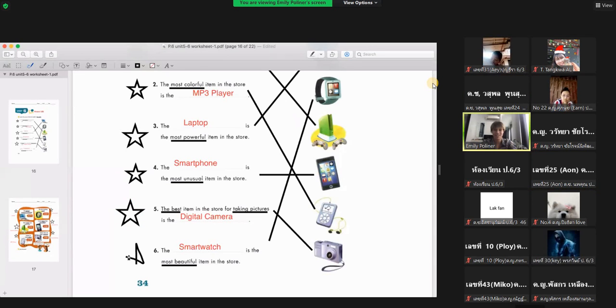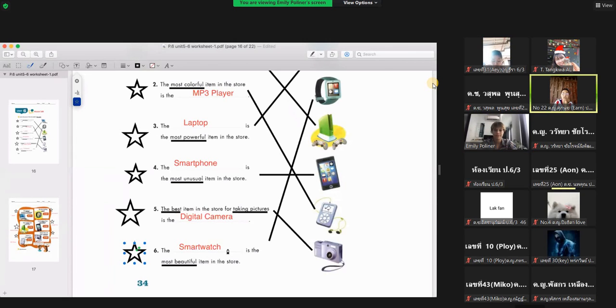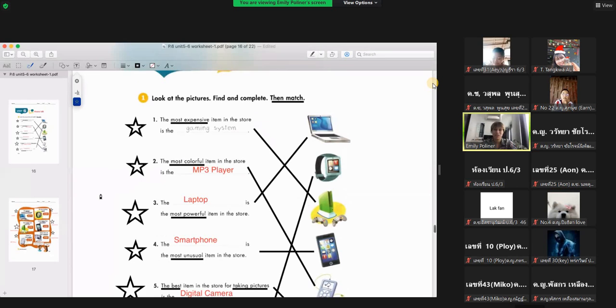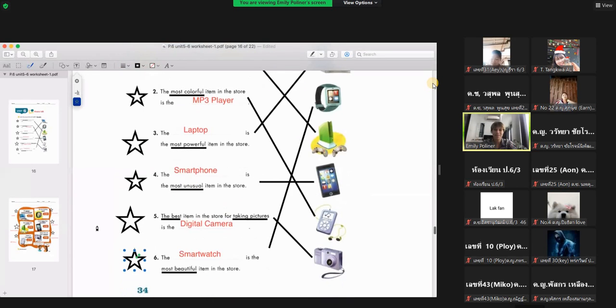And our last one. The smartwatch is the most beautiful item in the store. The smartwatch is the most beautiful item in the store. Very good. Nice work. And we matched all of them. Fantastic job, friends. Nice work.